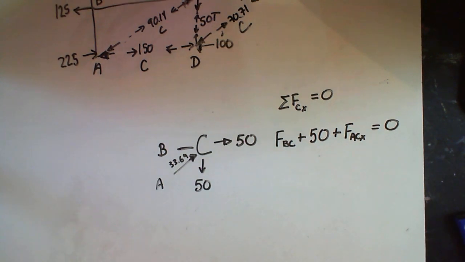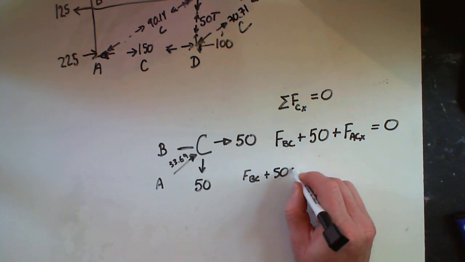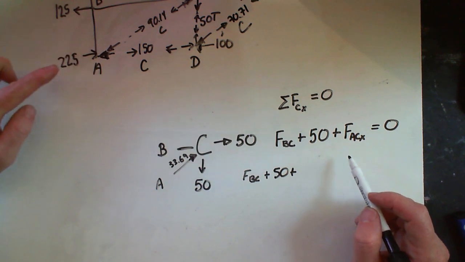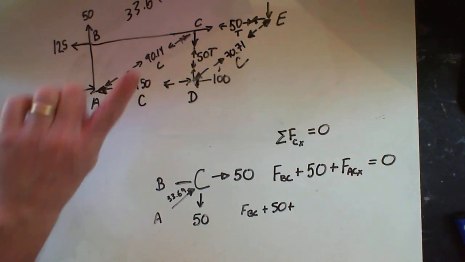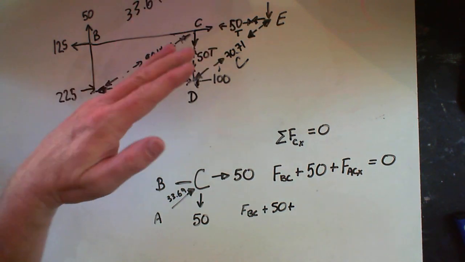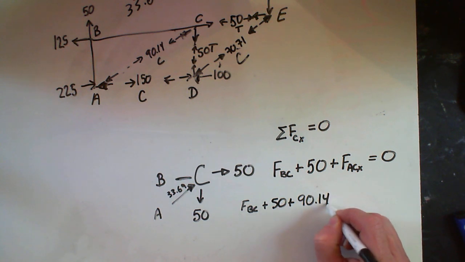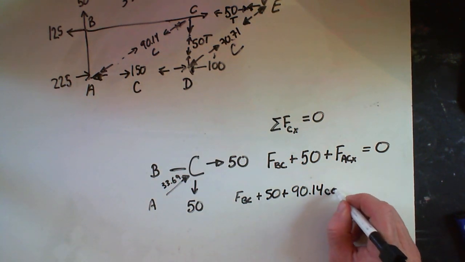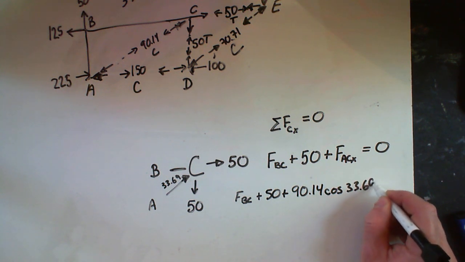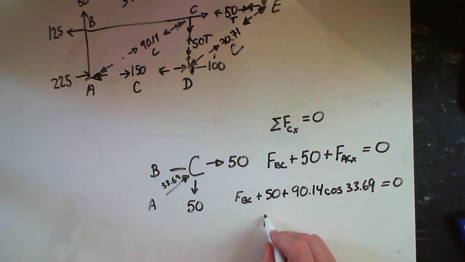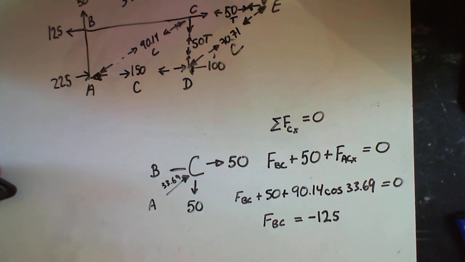Working with our x's now, we have F of BC plus 50 plus F of AC. And with respect to x, that arrow is going to the right. That is a positive direction. So that would be plus 90.14, since we are working with x, times the cosine of 33.69, equals 0. Solving for F of BC, we get that F of BC is negative 125.